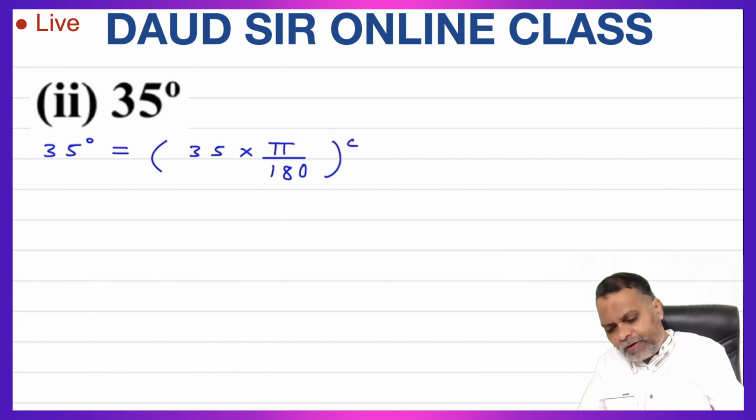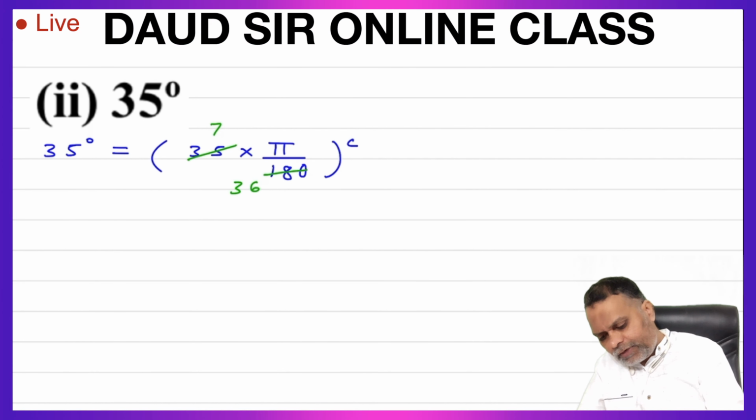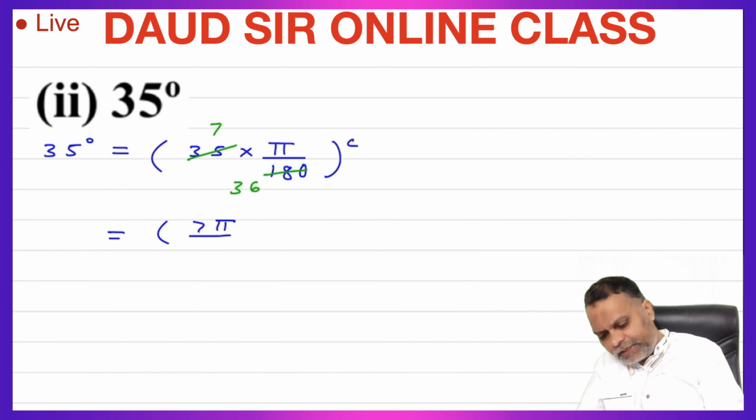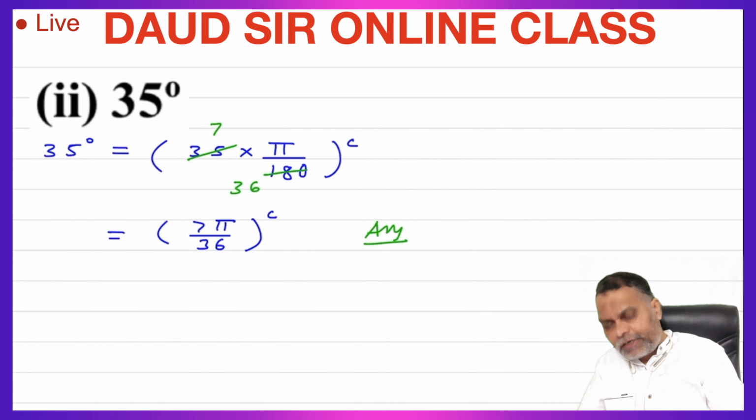Simplify this. 5 7s are 35, 5 3s are 15 and 5 6s are 30. So which is equal to 7 pi by 36 radian. This is the required radian measure.